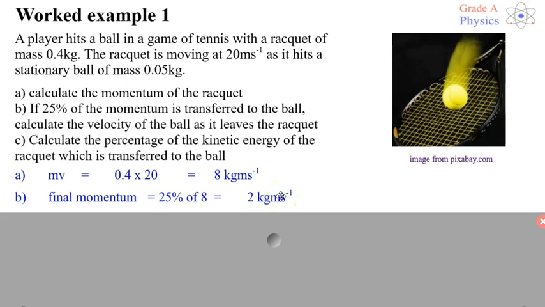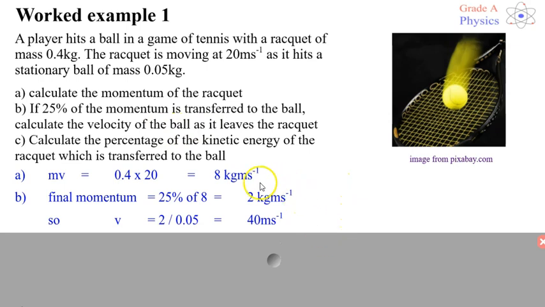So we've transferred 2 kilogram meters per second of momentum to the tennis ball, and now we're trying to find the velocity of the ball. So we know the momentum of the tennis ball is 2, so m times v is equal to 2. If I know the mass is 0.05, I can divide by the mass of the tennis ball and work out the velocity. So this is one of the reasons why the tennis ball moves so quickly, because it has a low mass. So if we give it some momentum, then it's going to have a large velocity. So that's quite a key idea there.